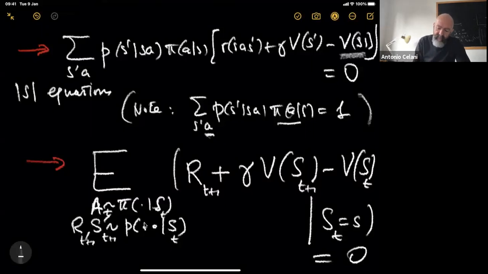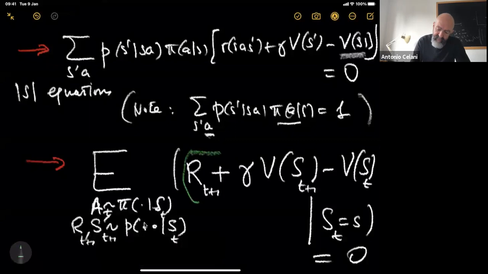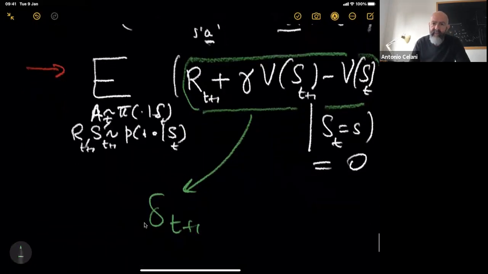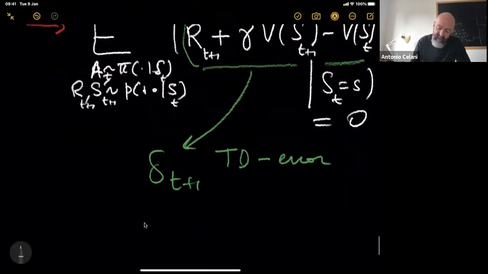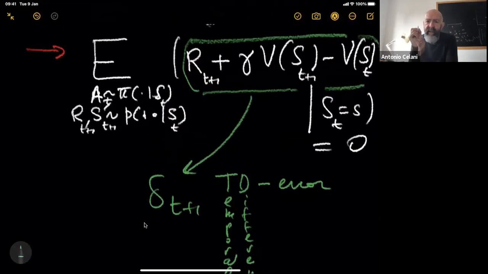Okay. So this object here, which appears under the expectation value, is a very important object which has its own name. It's called delta t plus 1. That's the symbol for this. It's a stochastic object because it depends on the current sequence of states, actions, and rewards that you observe, and it's called the temporal difference error. This stands for temporal, and this stands for difference. So why is this a temporal difference error?